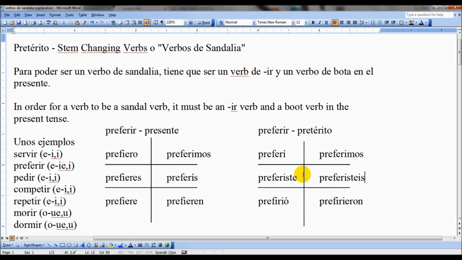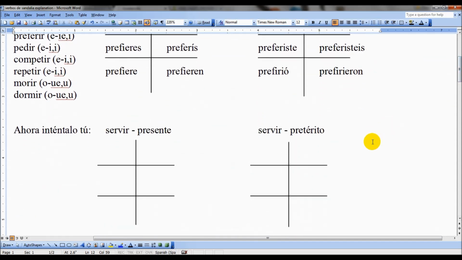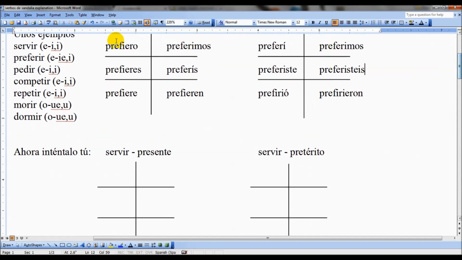It doesn't really matter. So again, the sandal just affects these bottom two, and not all four, like a present tense boot verb. So what I want you to do right now, if you want to do it, you don't have to, is pause the video, maybe try it yourself, see if you can conjugate this verb servir in both the present tense and the preterite. Servir is an E to an I verb in the present tense, and it's an E to an I verb in the preterite. So pause the video, because in about 3 seconds I'm going to show you the answers, or how to conjugate these verbs correctly.